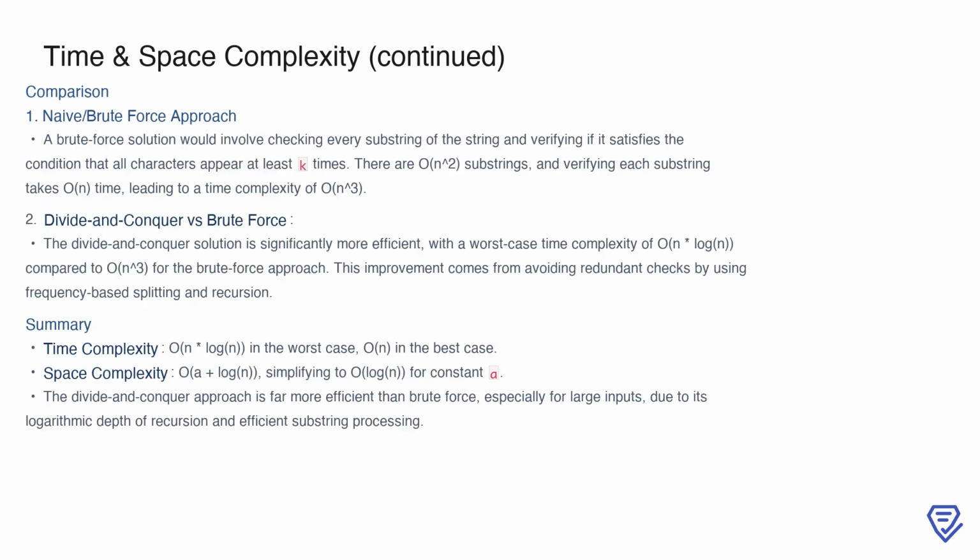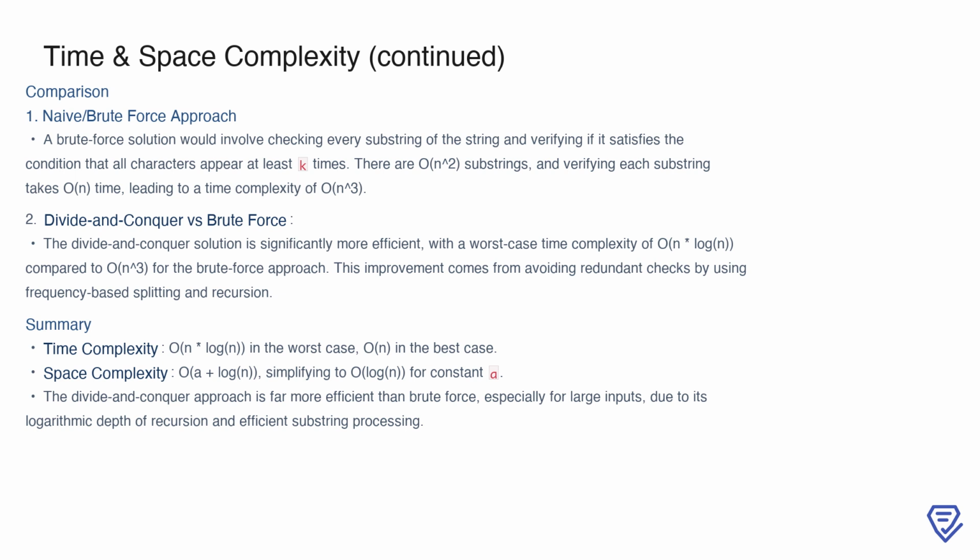When comparing this divide and conquer solution to a naive, brute force approach, the efficiency becomes clear. A brute force method would involve checking every possible substring of the given string to see if all characters in that substring meet the k frequency condition. Since there are O(n^2) substrings and verifying each one takes O(n) time, the brute force solution has a time complexity of O(n^3).